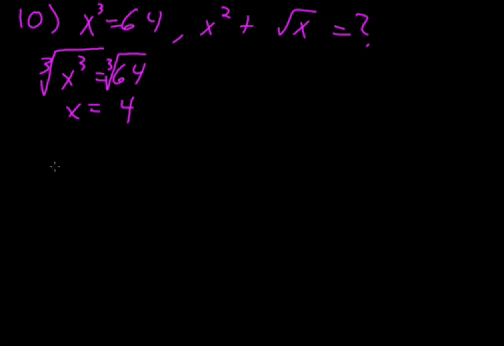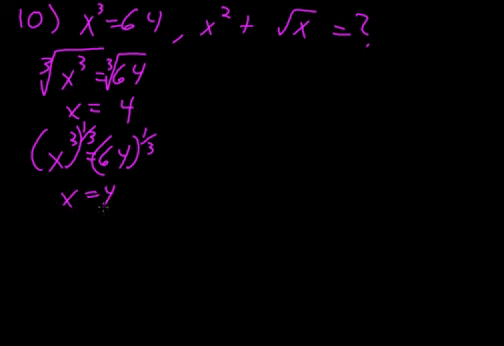We could have done it that way, or we could have done it this way, x to the third equals 64. And to undo this third power, we could have just taken this whole function to the power of 1/3. And then we could have done that to this, to the 1/3, and still x is equal to 4.